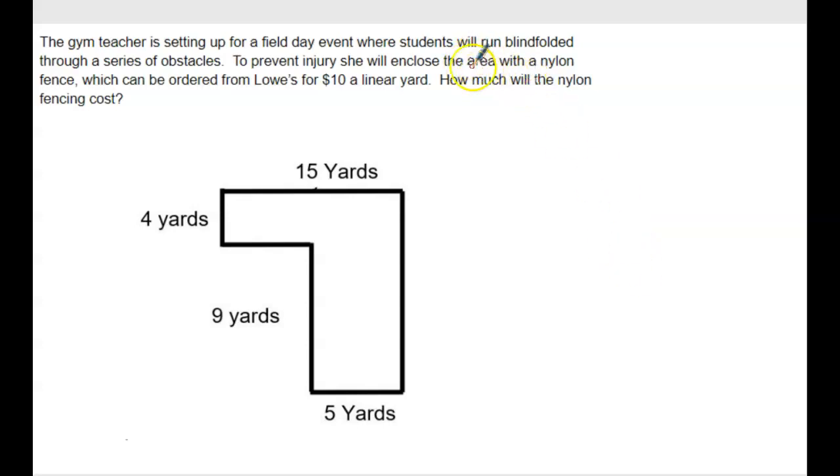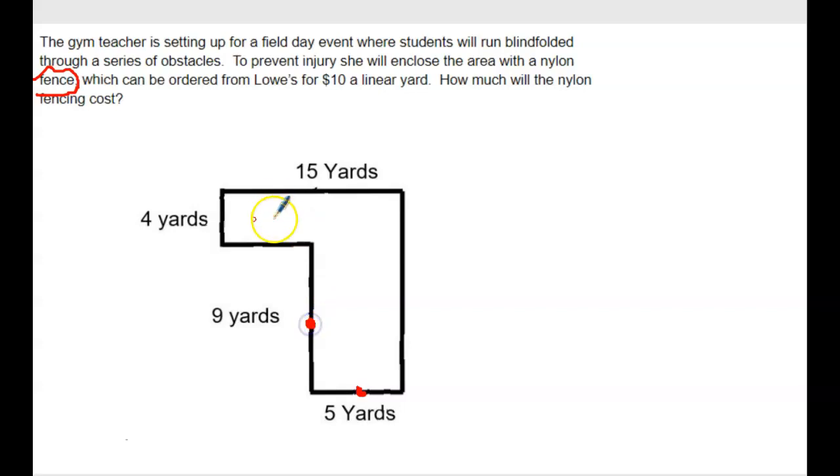So don't be fooled by the word area here. They are talking about a fence which goes around the area here. So we're actually looking for the perimeter of this figure. And the tricky thing with this figure is we need to make sure that we include all of the different parts.